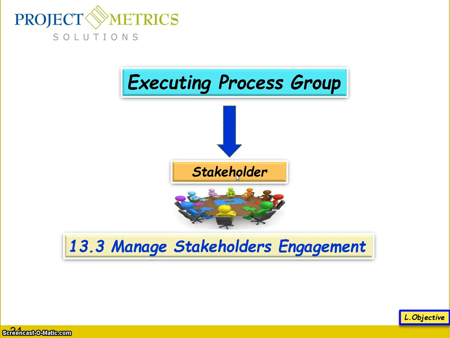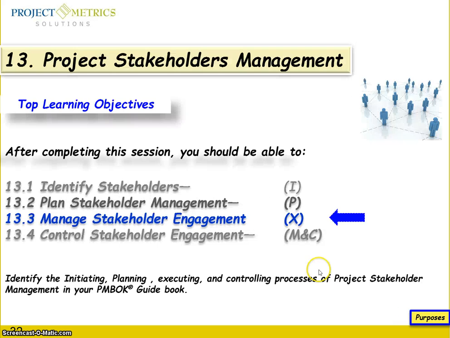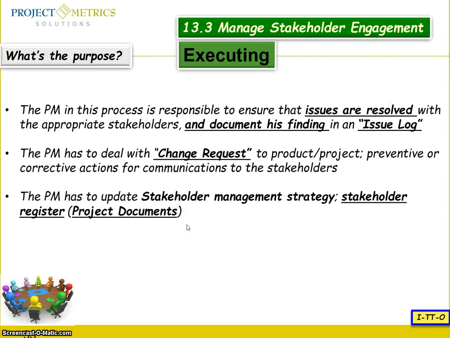The stakeholders here belong to chapter 13, where you are going to manage stakeholder engagement. It is one of 4 processes in project stakeholder management, but we are focusing on manage stakeholder engagement. What is the purpose? The project manager in this process is responsible for ensuring that issues are resolved with appropriate stakeholders and documenting his findings in something called the issue log. This issue log is part of the project documents.